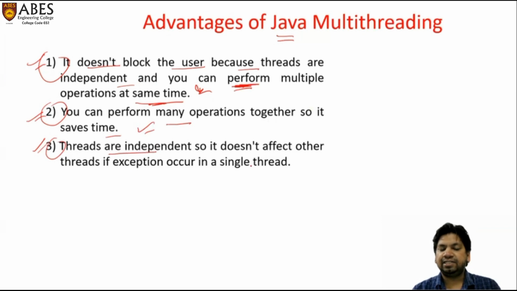Threads are independent. They do not interfere with each other while executing. Since threads are independent, it does not affect other threads if an exception occurs in a single thread. When an exception occurs in one thread, it will not interfere with the others. This is the advantage of Java multi-threading.